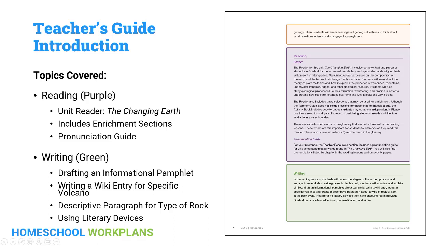Next up, the green section discusses the writing instruction for the unit, including an overview of the assignments. So for example, in this unit, some of the writing assignments include drafting an informational brochure or pamphlet on tsunamis, writing a wiki entry about a specific volcano, and creating a descriptive paragraph about a type of rock or item in the rock cycle. You'll also see that the assignments will be incorporating literary devices they've learned in previous units of the school year, including alliteration, personification, and similes.